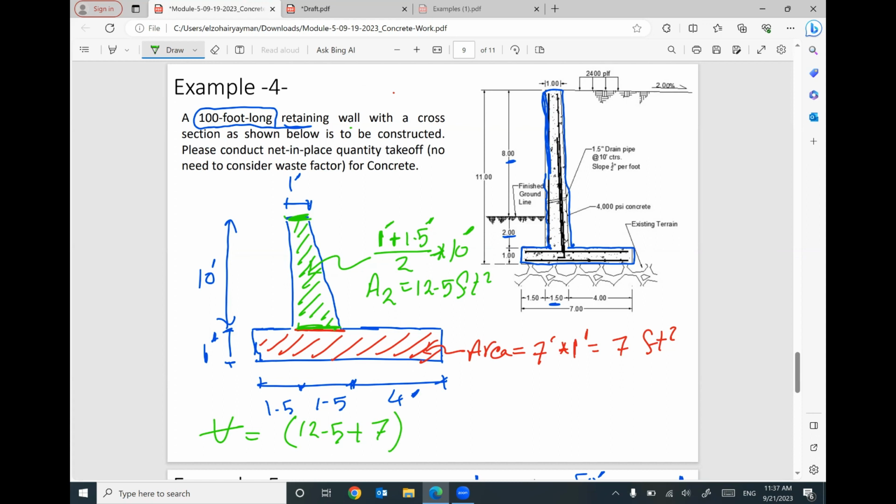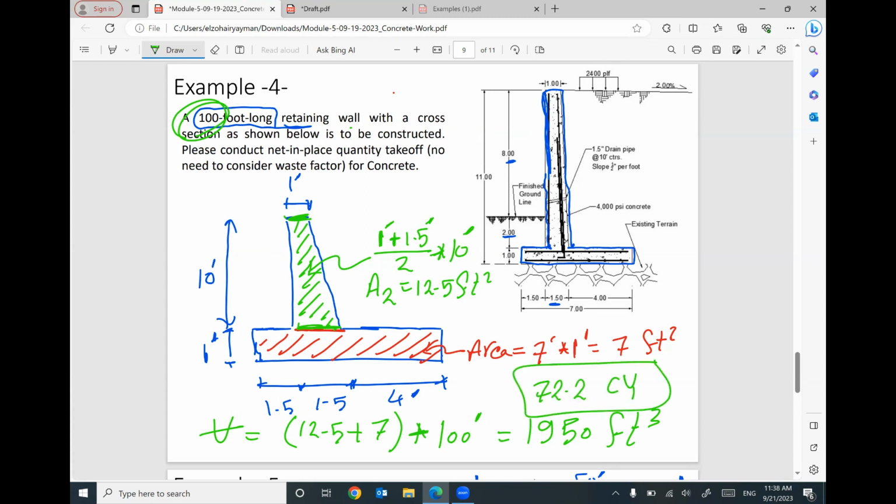So the volume required of concrete equals the area of this cross section, which is 12.5 plus 7. This is the area in square feet. Times the total length of this retaining wall, which is 100 feet. So I can figure out the total volume. It will be 1,950 cubic feet. If you divide this number by 27, I need to order 72.2 cubic yards. Too much.